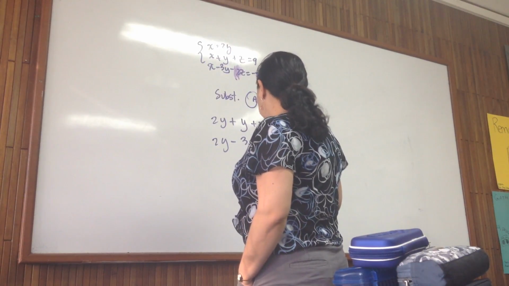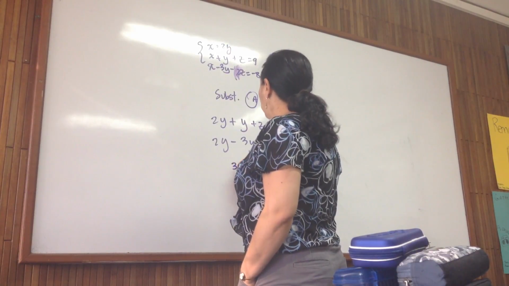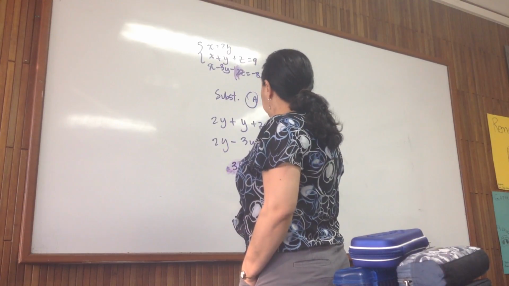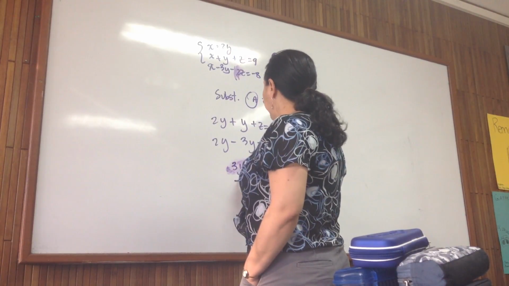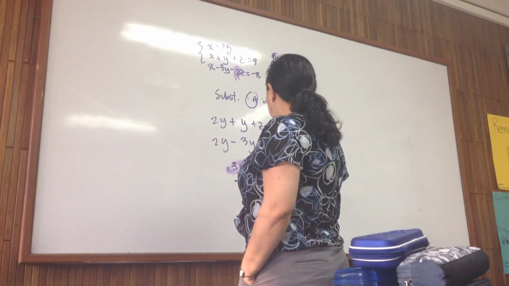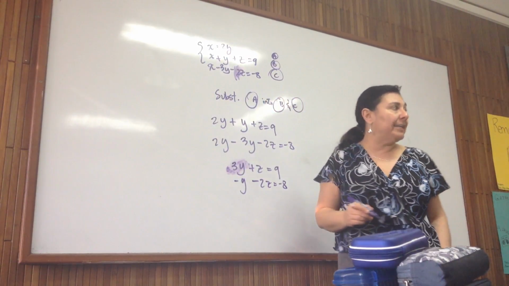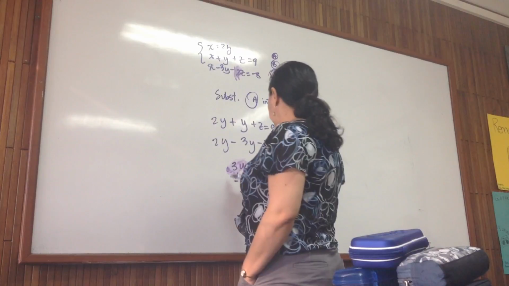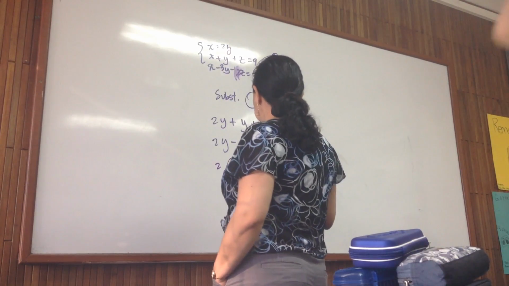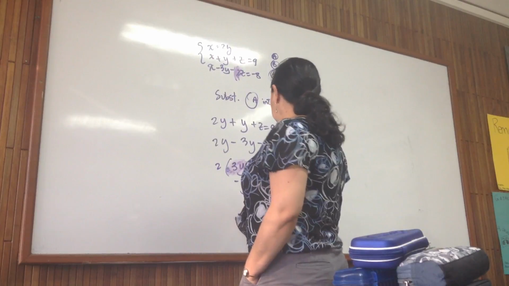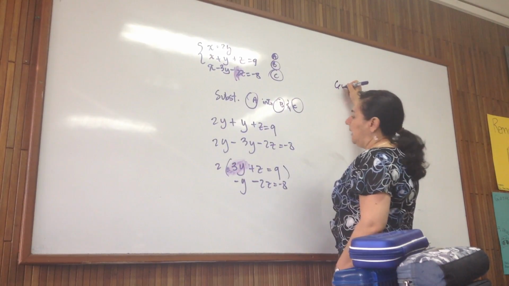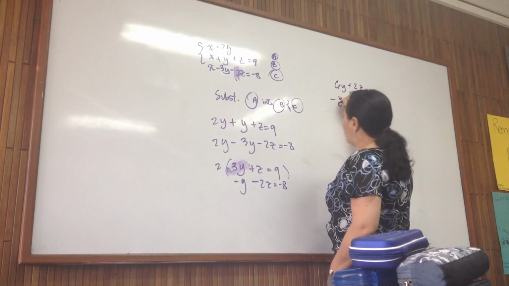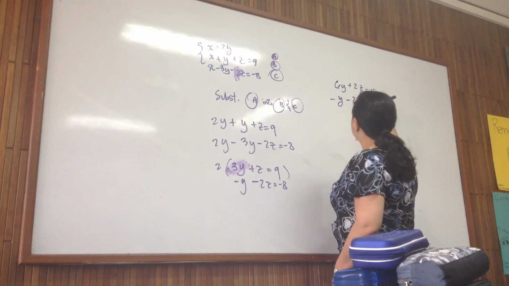Now I am going to simplify. I have 3y plus z equals 9, and minus y minus 2z equals minus 8. So what do you suggest I do now? Elimination. Okay, so that means I have to multiply this one times 2, right? Or 3. So I have 6y plus 2z equals 18, and I have minus y minus 2z equals minus 8.